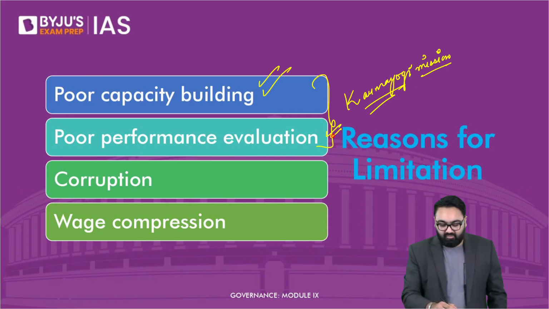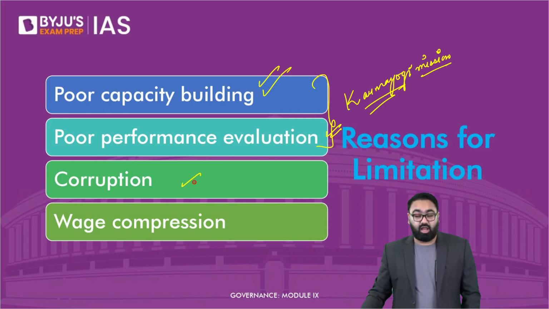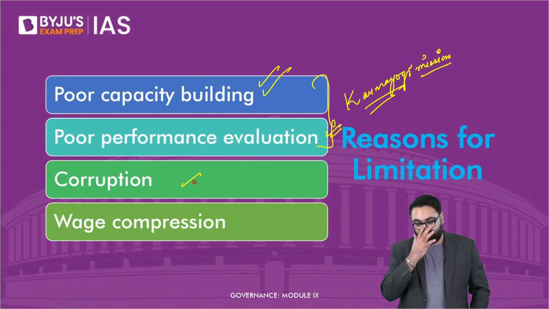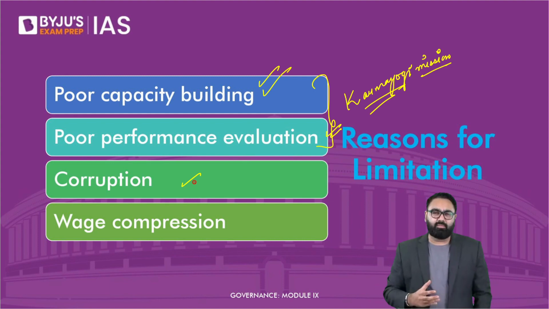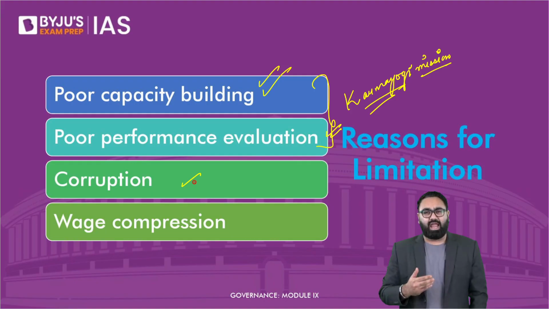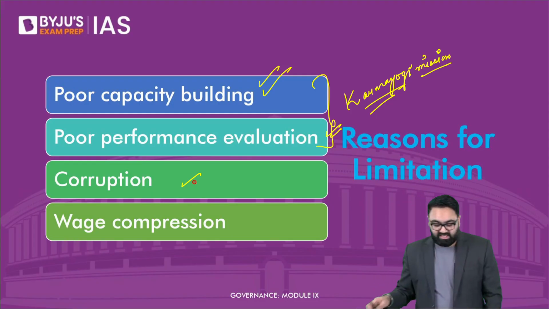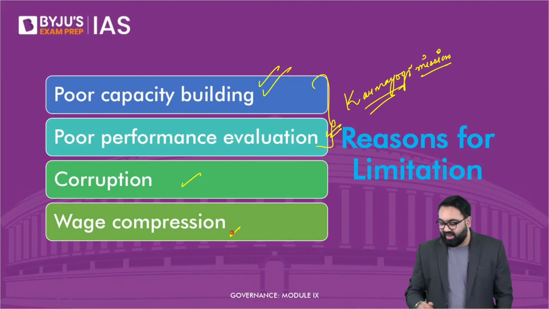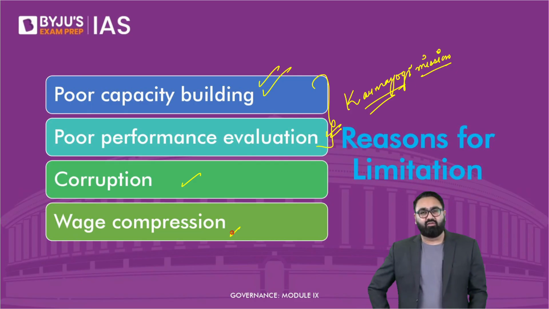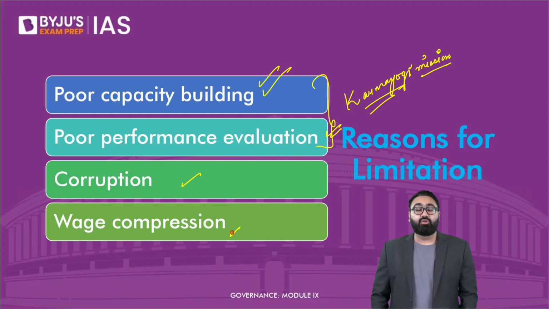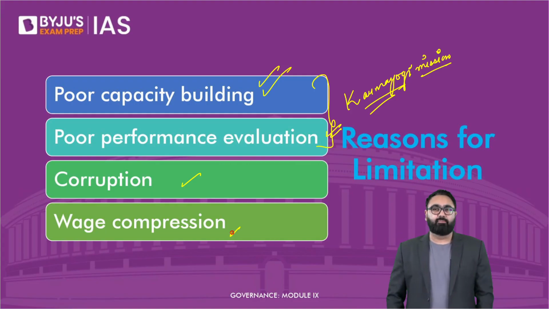We also have corruption. Corruption again is something that we have discussed in the entire module. The problem of corruption still remains. We have still seen time and time again the news stories coming in of people being involved in corruption. Then there's a problem of wage compression. It is very obvious and should be known to every one of you. As a civil servant, it's not that you get a bad salary, you get a decent salary. But you cannot compare that with the private sector.